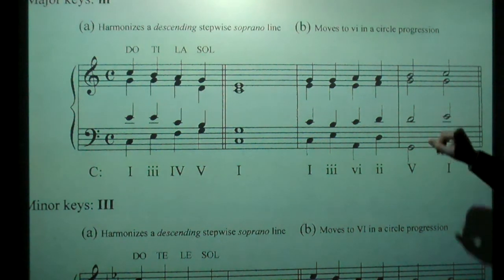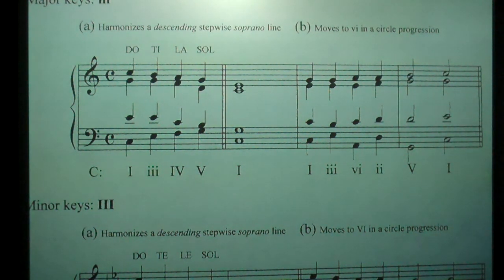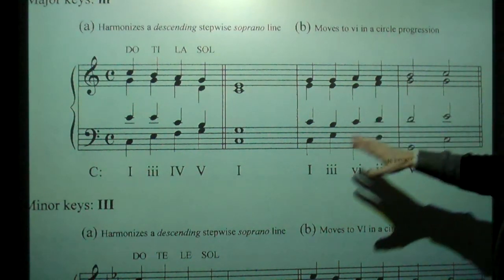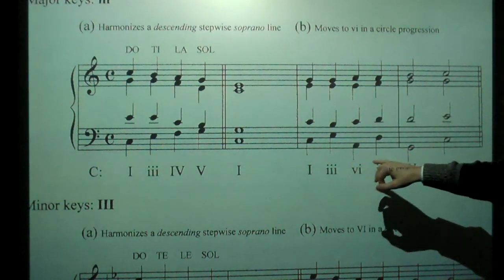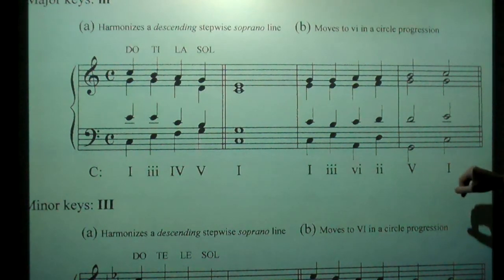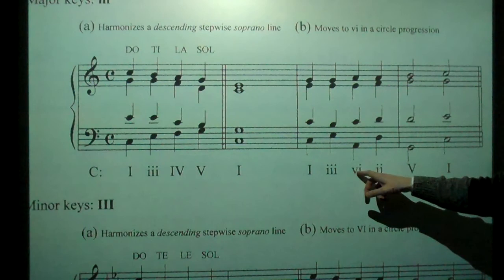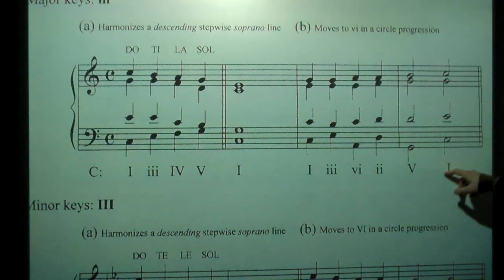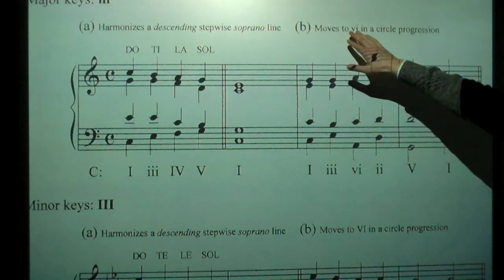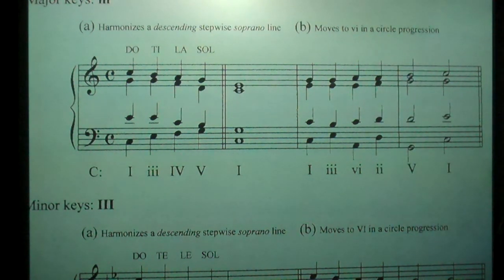You can see in the last 2 measures here that I have 1, 3, 6, 2, 5, 1. The circle progression starts with the 3 chord, moves to the 6, then to the 2, then to the 5, and to the 1. So the second way to use the 3 chord properly is to move it to a 6 chord. And that would be what's called a circle progression or a descending fifth root movement.